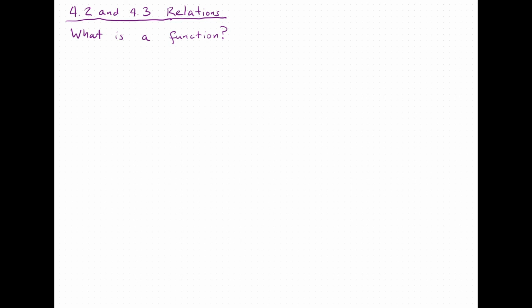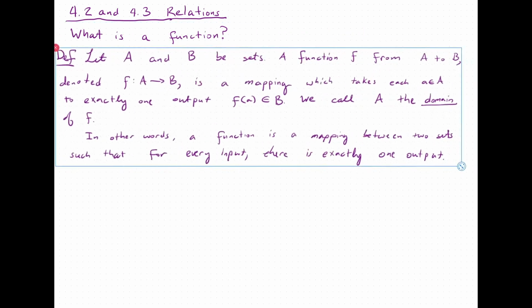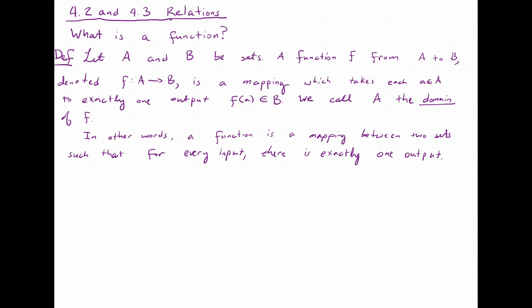So what is a function? If you open a calculus textbook or linear algebra textbook, you'll have the following definition. Let A and B be sets. A function f from A to B, denoted as f: A → B, is a mapping which takes each element a in A to exactly one output, f(a) in B. We call A the domain of f.